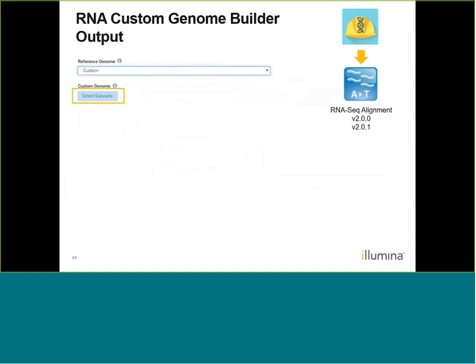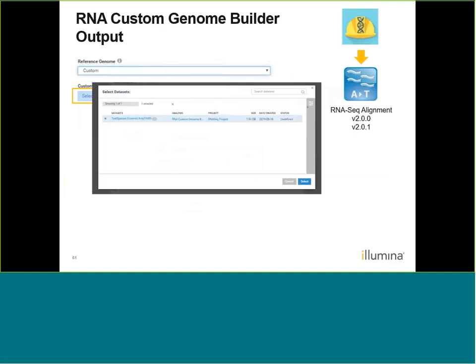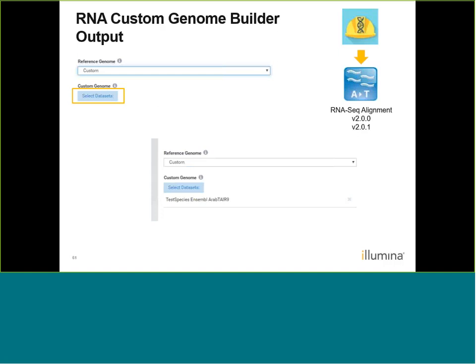Then when you use this in the actual RNA-Seq Alignment app, you're going to select custom for your reference. You're going to select your data sets under your custom options. You're going to select the genome that you built. And then it's going to appear like this in the RNA-Seq Alignment form.